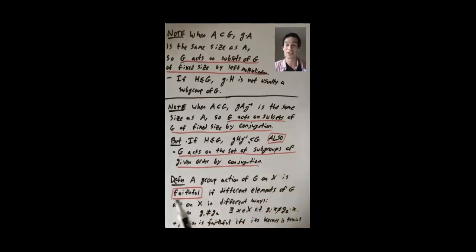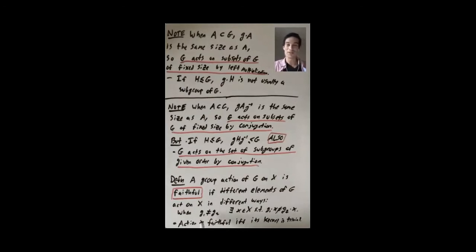And this action is going to be really, really useful for us going forward. So I want to define one more term, and then I'll see how this term applies to the group actions that we've talked about. A group action of G on X is called faithful if different elements of G act on X in different ways.